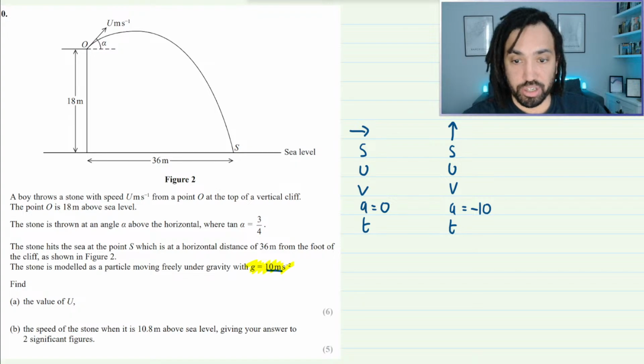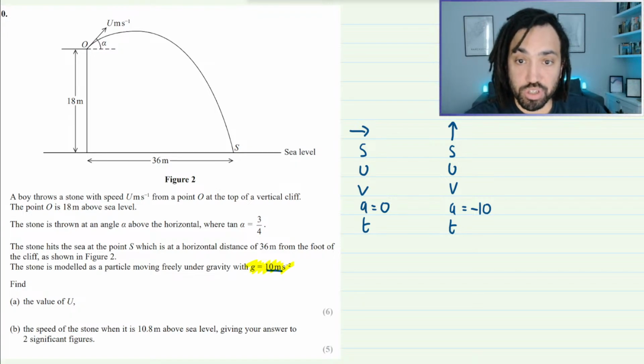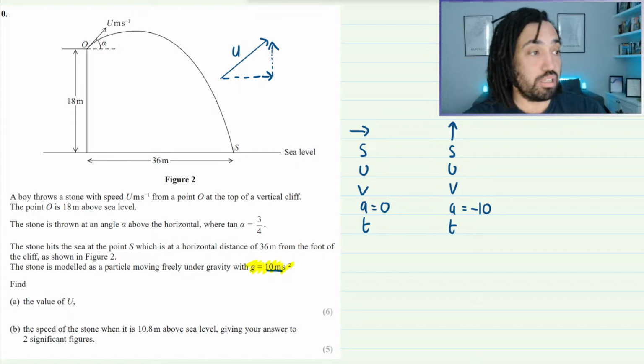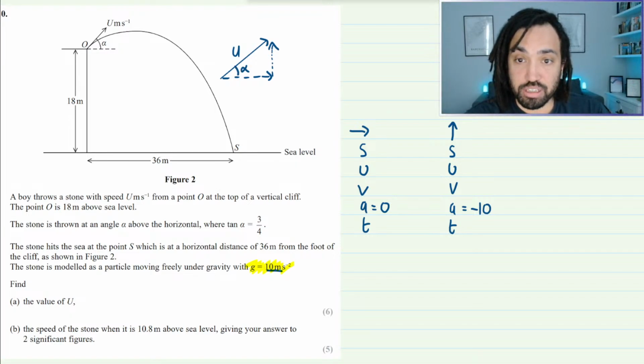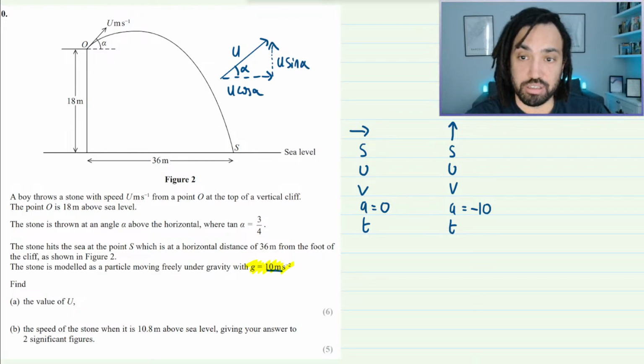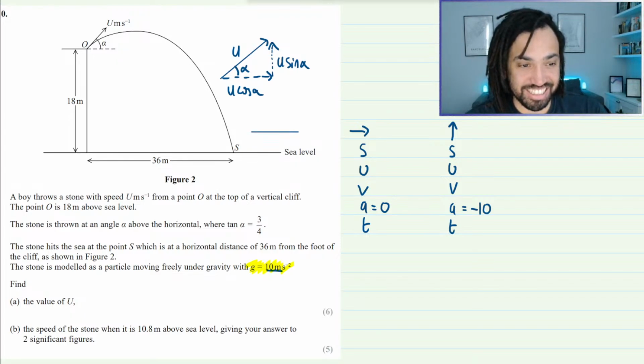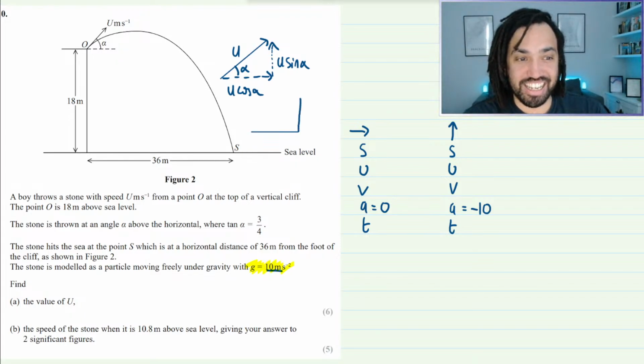Okay, then what are we doing? We've got u coming off like this. So that means that we need to find the components in the horizontal and then the component in the vertical. And if the angle is alpha, it means this is u cos alpha and this is u sine alpha.